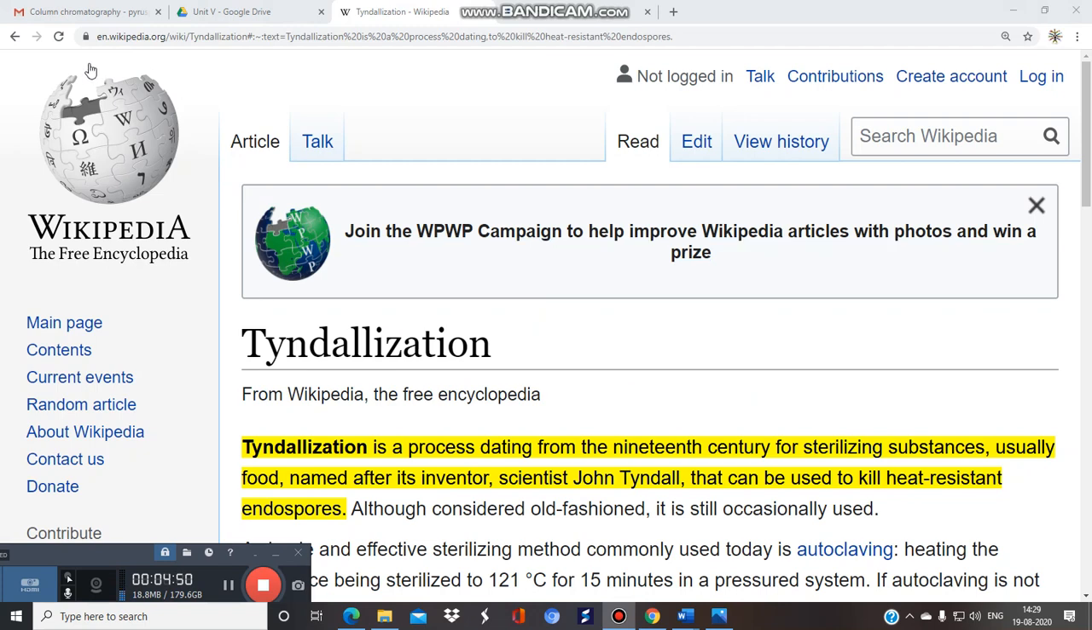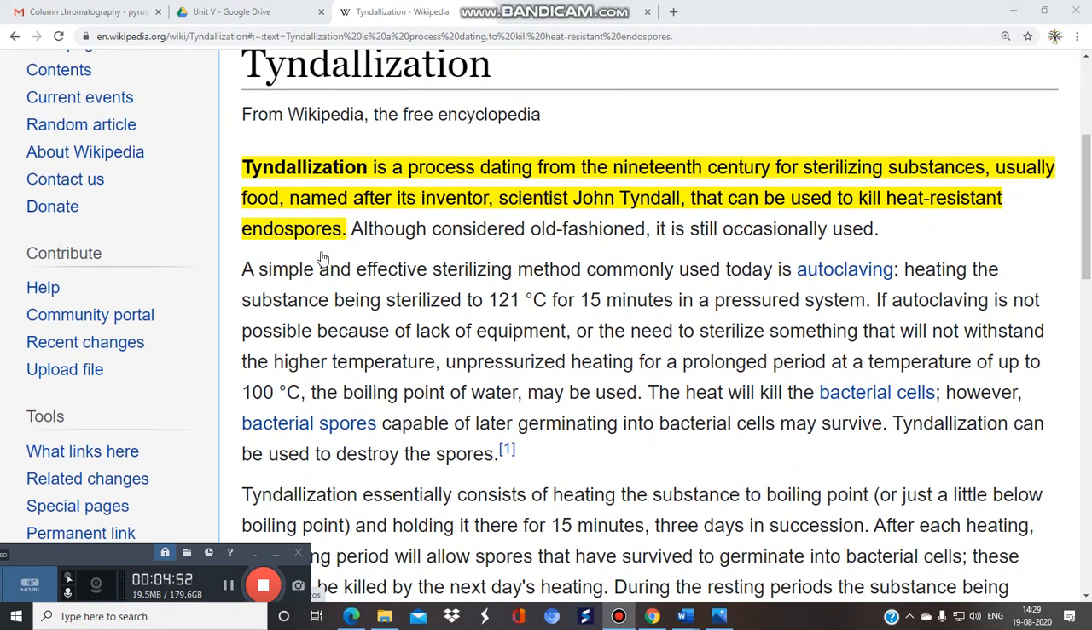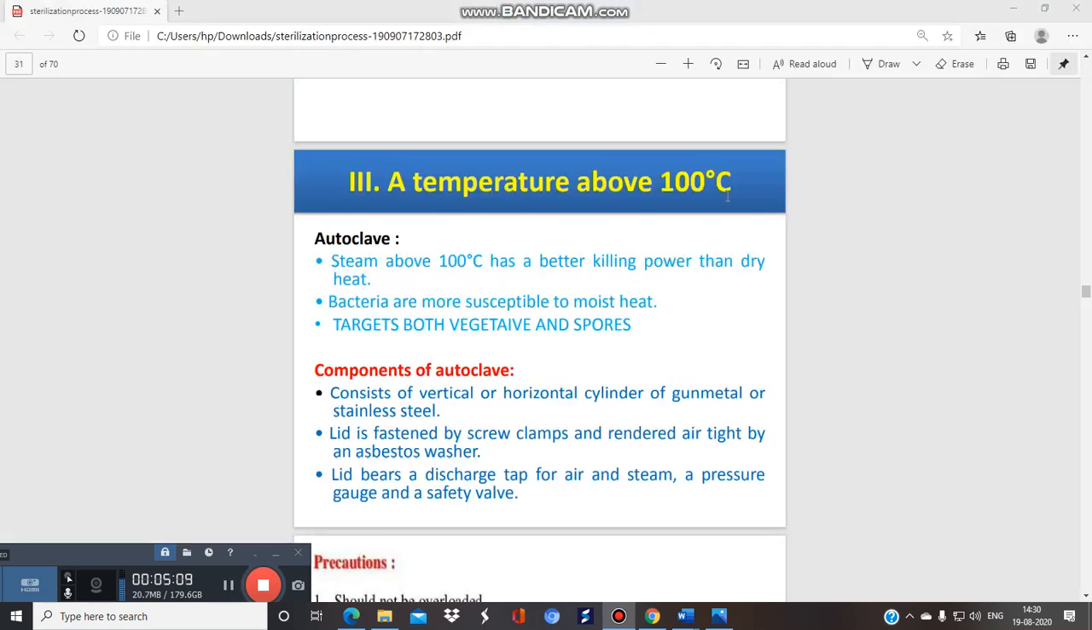So let's see what Wikipedia says about tyndallization. It says it is a process that dates from the 19th century for sterilizing substances, developed by John Tyndall. Yes, right. And their ability to kill heat resistant endospores. Third one is the temperature above 100 degrees Celsius. It targets both vegetative forms and spores. Okay, so it has the ability to kill the vegetative part as well as the spores.